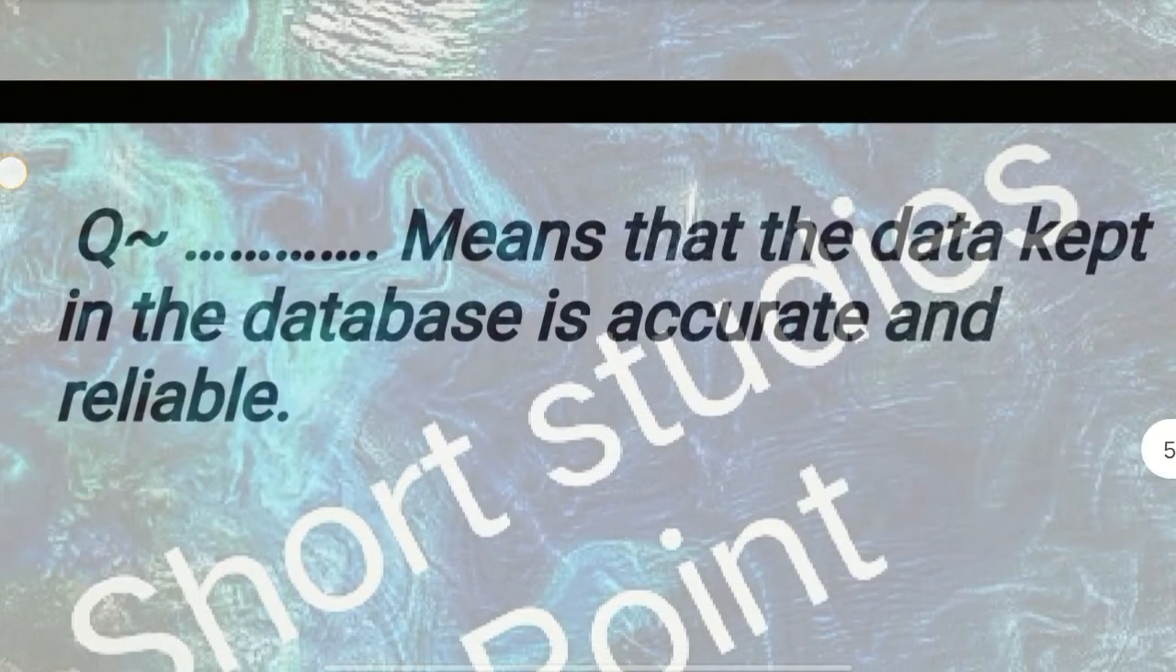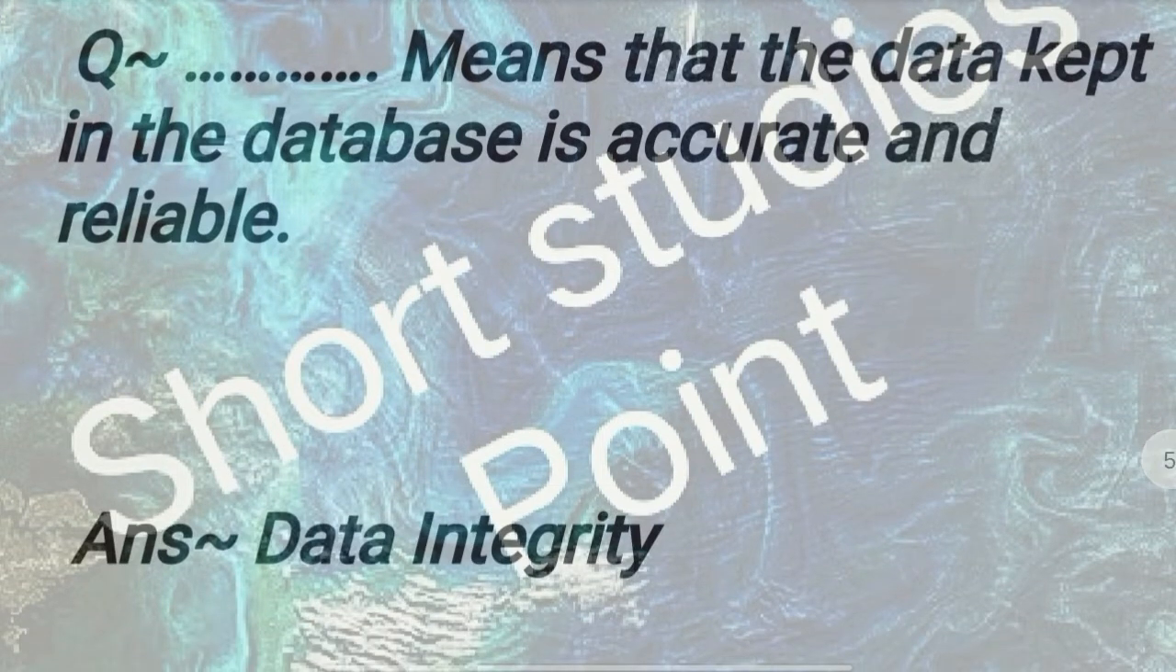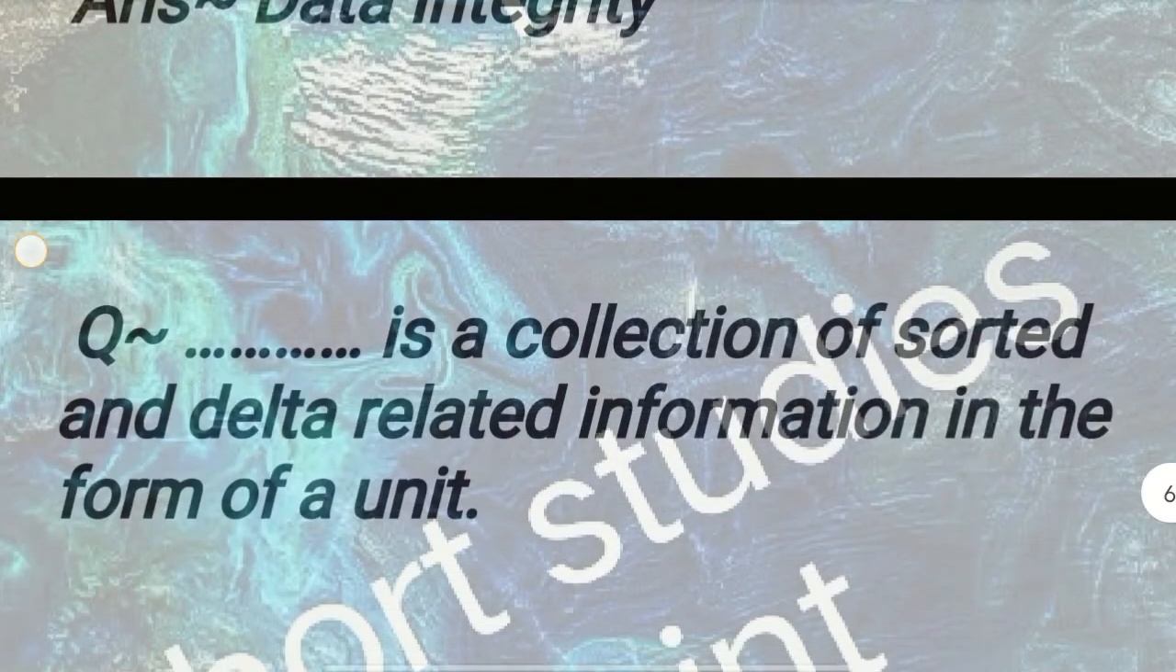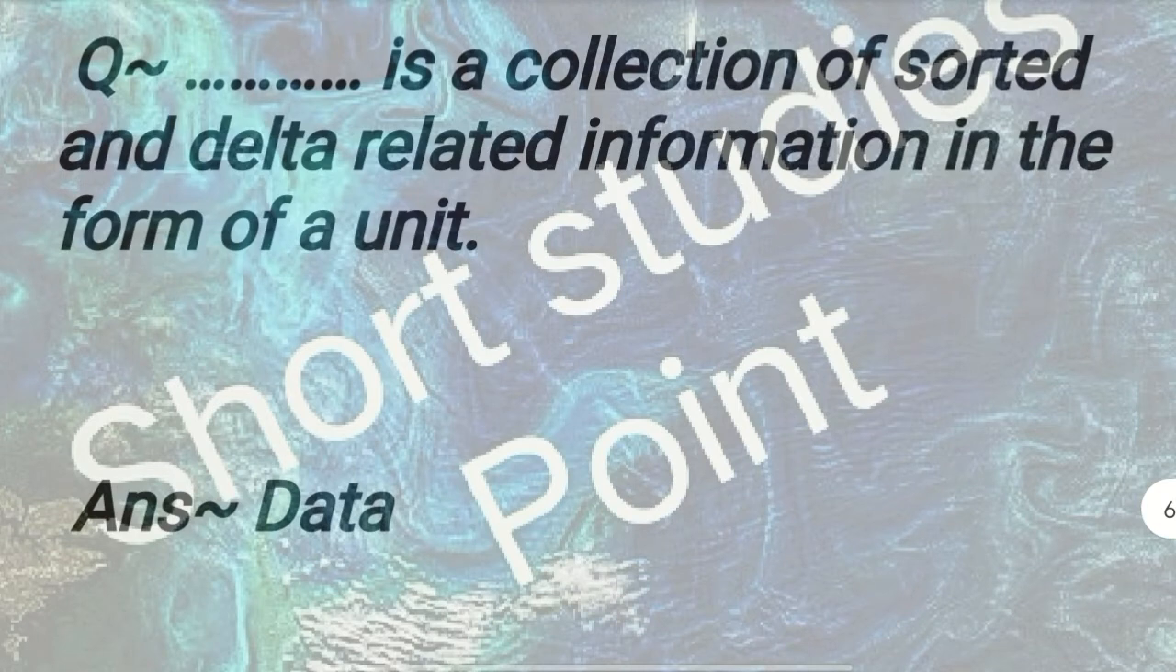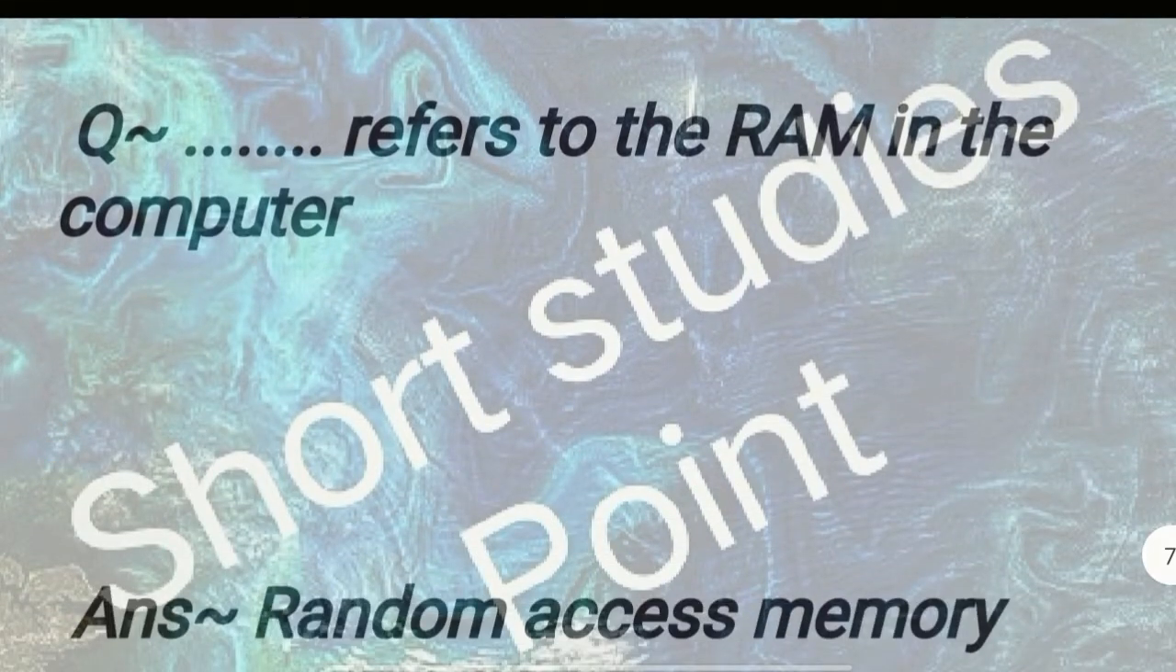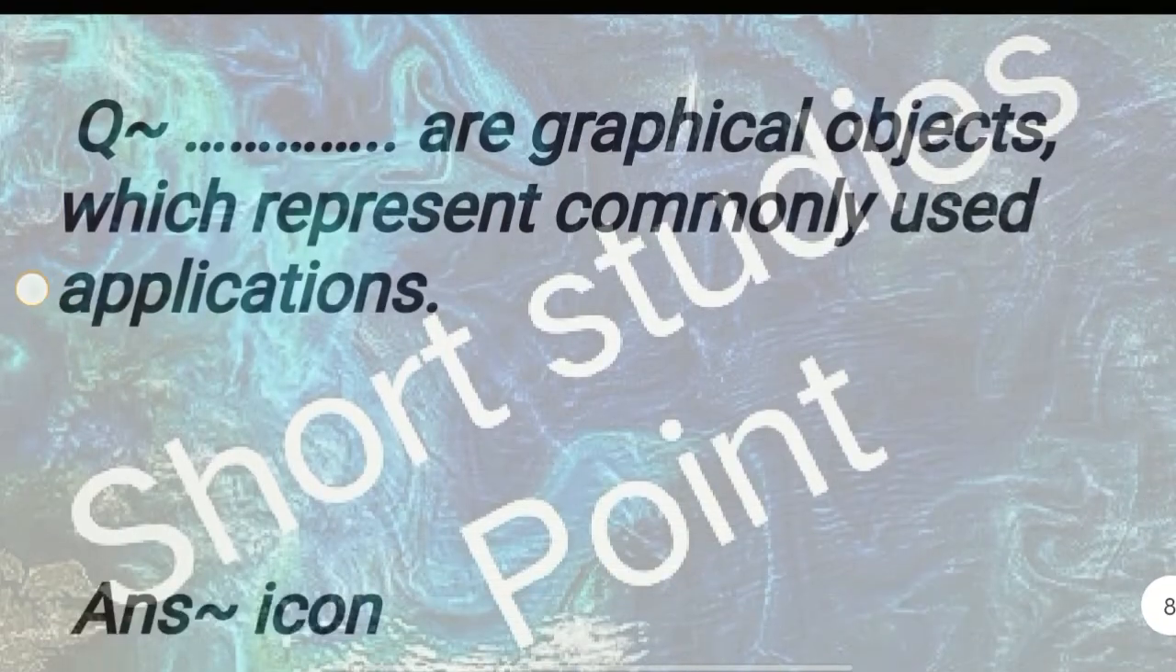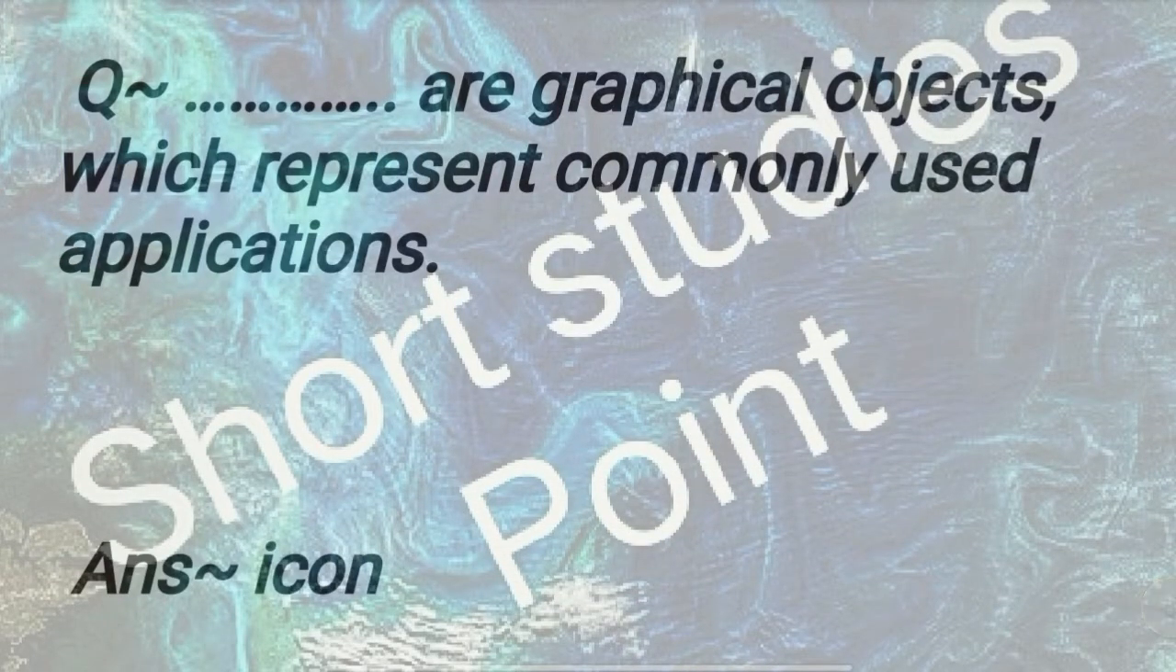Answer: RAM. Next question: Dash means that the data kept in the database is accurate and reliable. Answer: Data integrity. Next question: Dash is a collection of sorted and related information in the form of a unit. Answer: Data. Next question: Dash refers to the RAM in the computer. Answer: Random access memory.